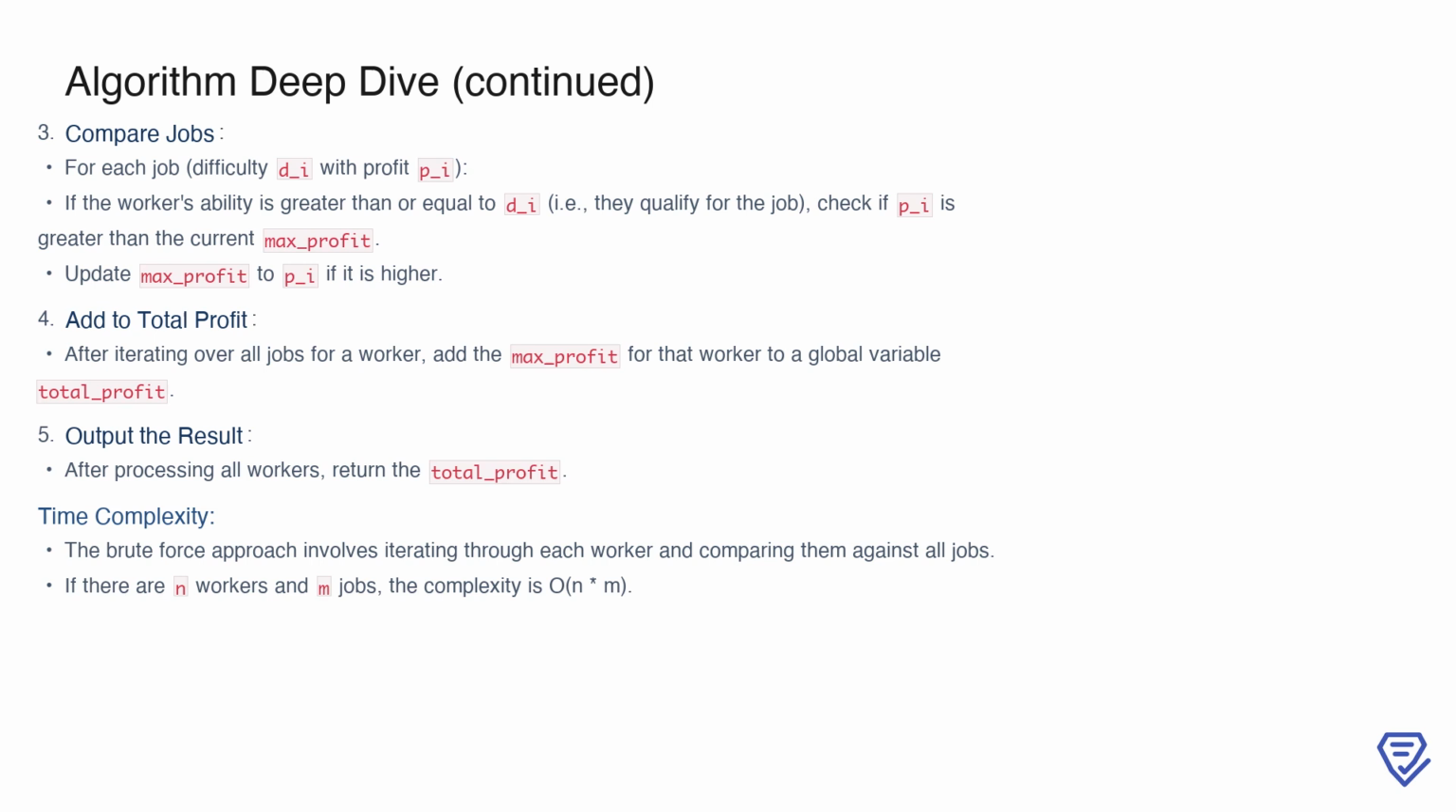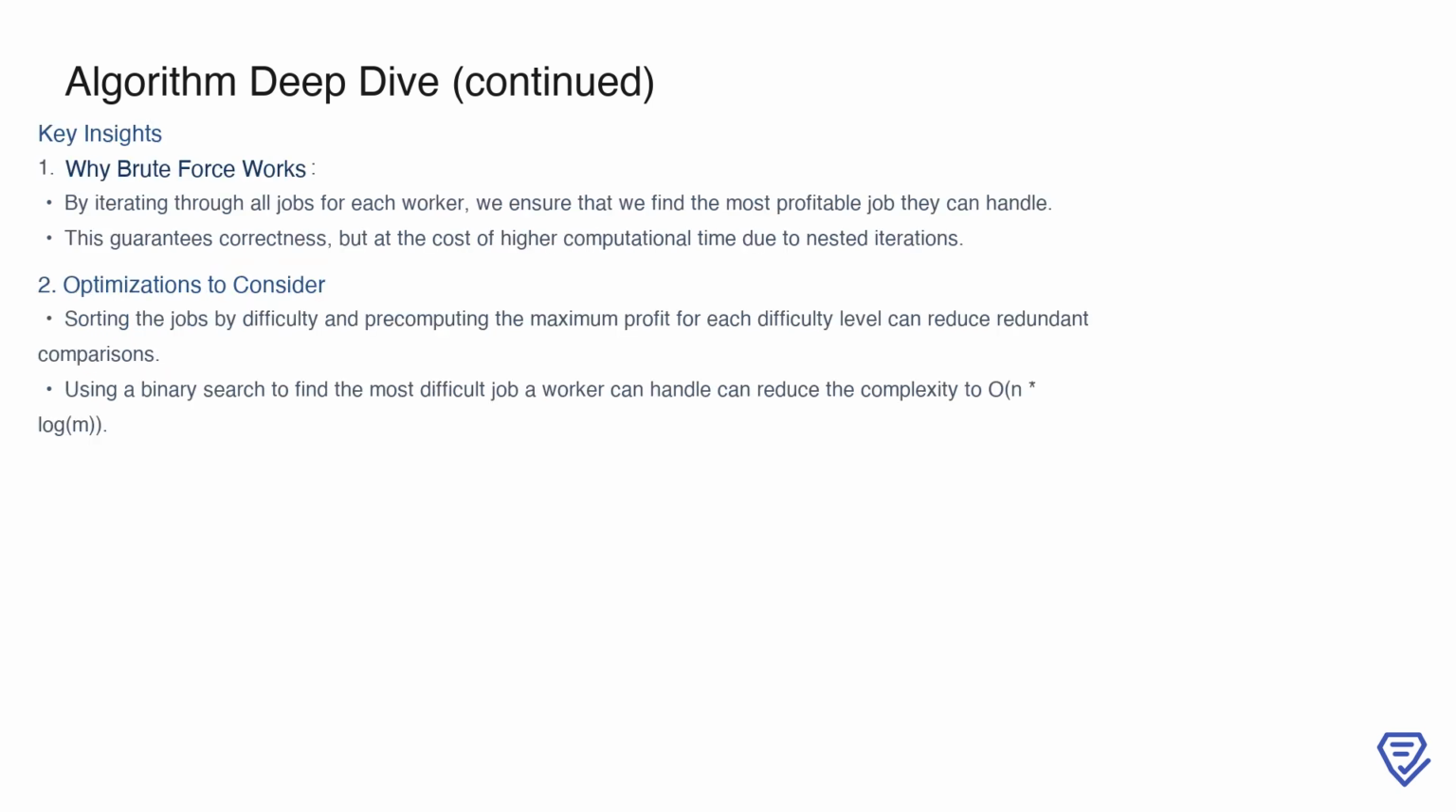This approach ensures correctness but is computationally expensive. With n workers and m jobs, the nested iterations result in a time complexity of O(n*m). The brute force approach guarantees that each worker gets the most profitable job they can handle, making the solution correct. However, the downside is the high computational cost due to the nested loops.